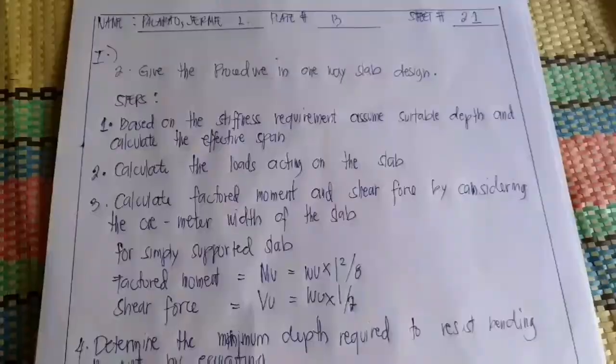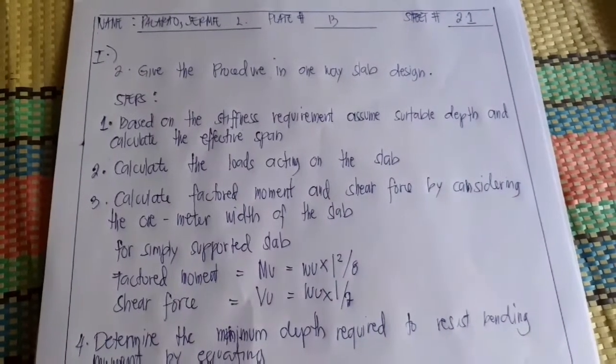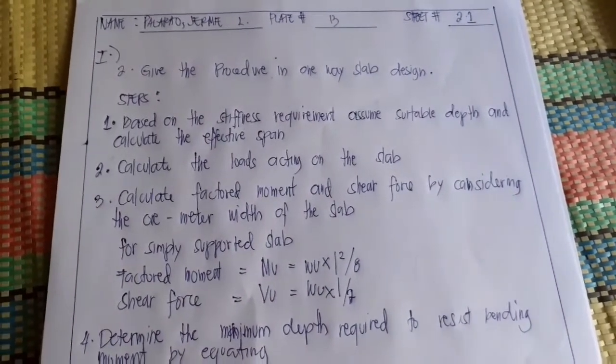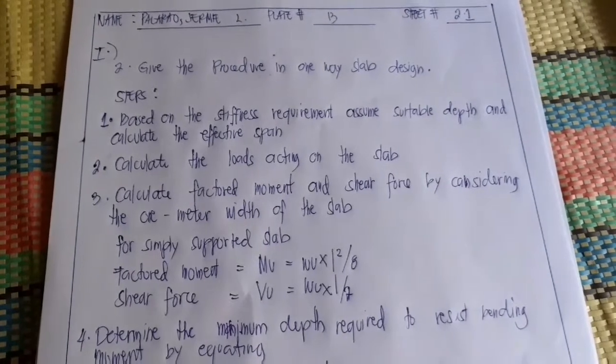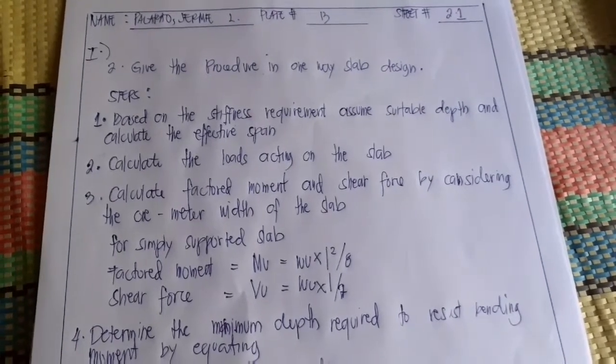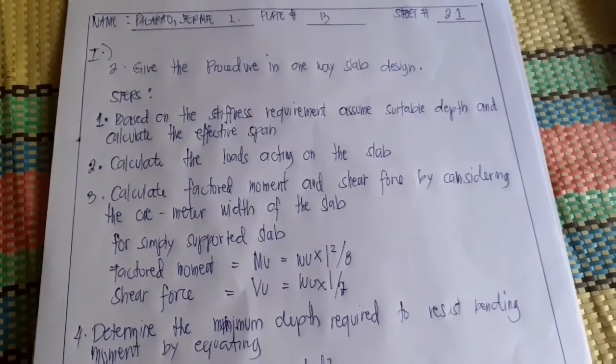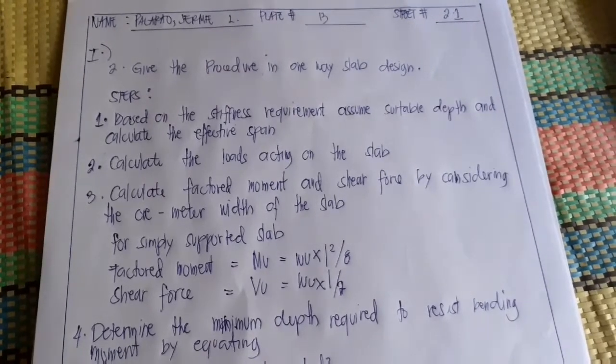Good day everyone. Now I'm gonna discuss problem number 1 in plate number 13. So, the steps in designing a one-way slab. First, based on the stiffness requirement, assume a suitable depth and calculate the effective span.